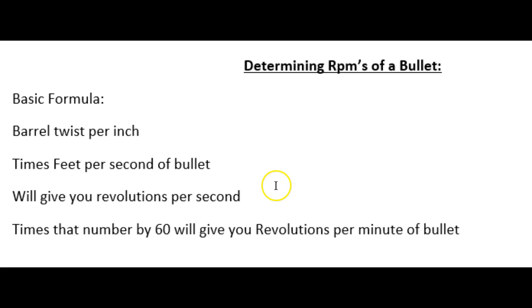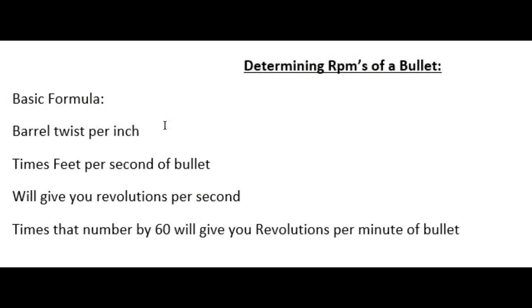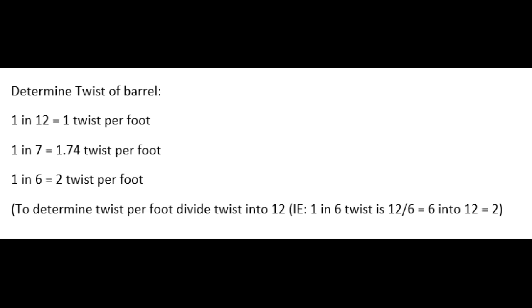So understanding how your barrel twist changes your bullet spin, you then multiply that by your feet per second. If your bullet is 1,000 feet per second or 2,000 feet per second or whatever it is, that will give you your revolutions per second. Then to get per minute, you multiply by 60, and you get your revolutions per minute. Getting your twists: a 1 in 7 is 1.74 twists per foot, a 1 in 6 is 2 twists per foot, and a 1 in 12 is 1 twist per foot.